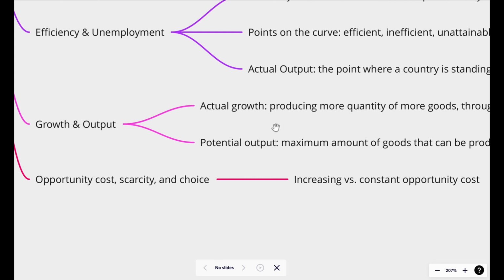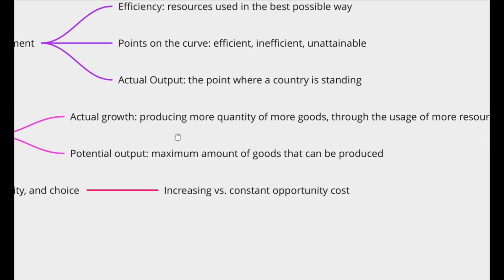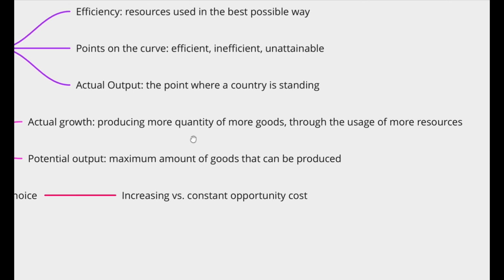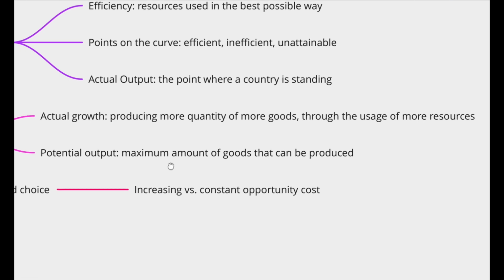Next, we have growth and output. So we have one thing called the actual growth, which means that the economy is producing more quantity of goods through the usage of more resources. For example, if from the 3 units of resources that we have originally, we add in 1 more unit, achieving 4 units of resources, we're using that amount of additional resources plus the ones we have to produce more goods.